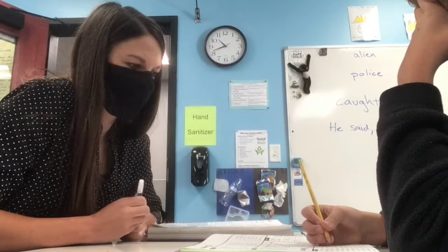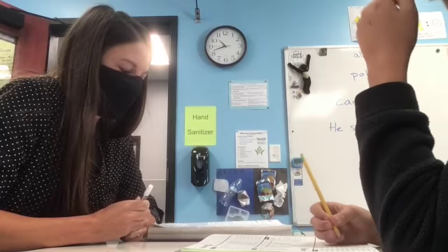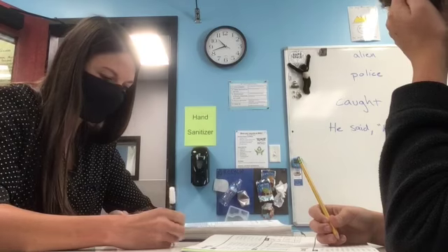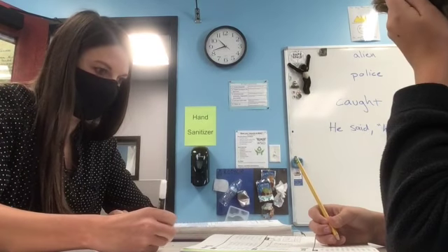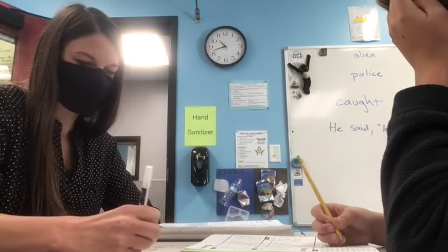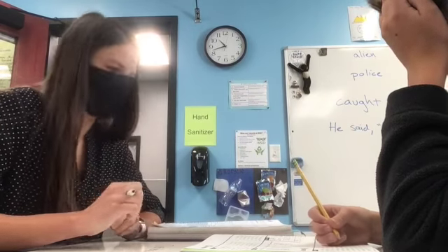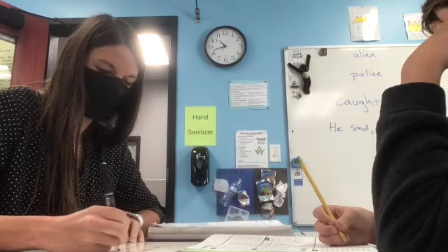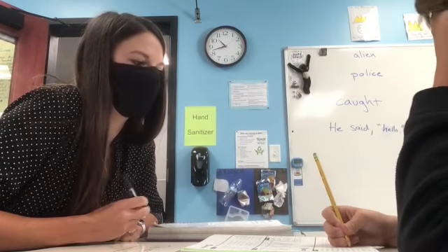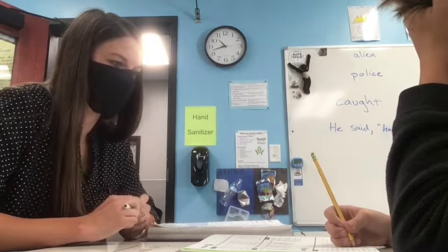7 times 2 equals 14. 10 times 10 equals 100. 2 times 8 equals... So it's the same as, 16. I was going to say 8 plus 8. Nice job. 4 times 2 equals 8. 0 times 10 equals 0. 9 times 5 equals 45.